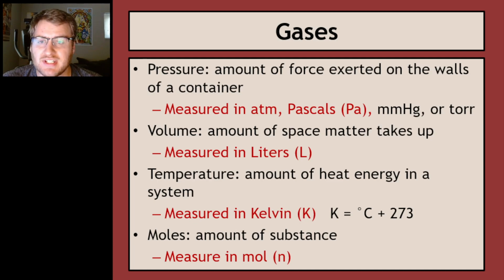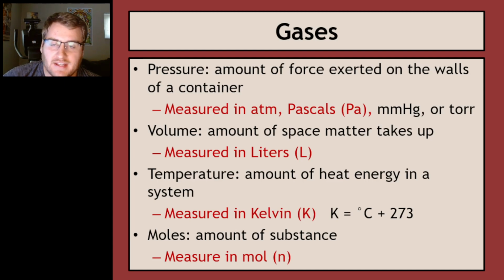Okay? They're used for different types of pressure, like atmospheric pressure or the pressure applied by an object, or like blood pressure, water pressure, different sorts of fluid pressures. Each of these has its own unit, and that's why there are so many different units here. We talk about volume, the amount of space matter takes up. We measure this in liters.